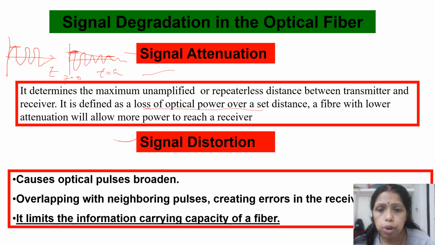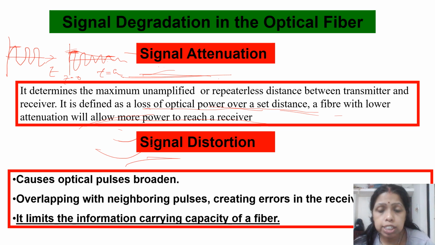It is the loss of optical power over a set distance. A fiber with lower attenuation will allow more power to reach the output. That means lower attenuation does not affect the amplitude: whatever amplitude you get at the input side, you get the same at the output side. Higher attenuation means the amplitude decreases with respect to the distance. Sometimes we need to use a repeater to get the original signal. So attenuation is an important factor of the fiber when you want to send the optical signal through it. Next is the signal distortion.